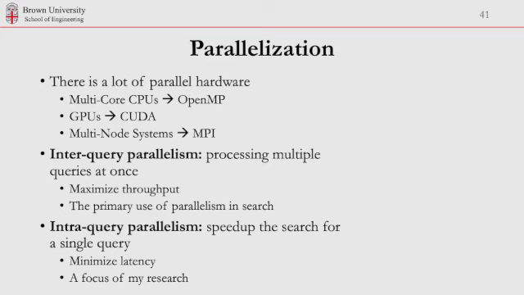But what parallelism is currently mainly being used for in search is processing multiple queries at once. So you might see GPUs being used to improve throughput. But what my research is interested in right now is how can we speed up the search for a single query? How can we minimize latency? This will become a bigger issue as we reach larger data set sizes where normal approaches are reaching an unacceptable latency limit.